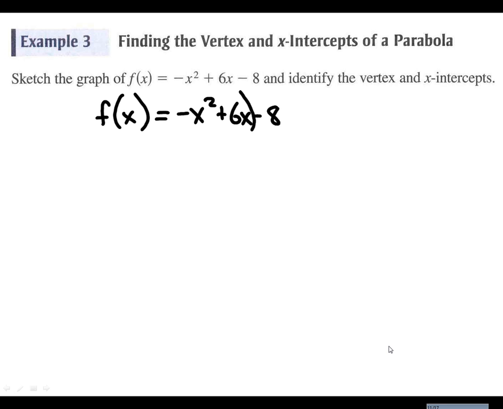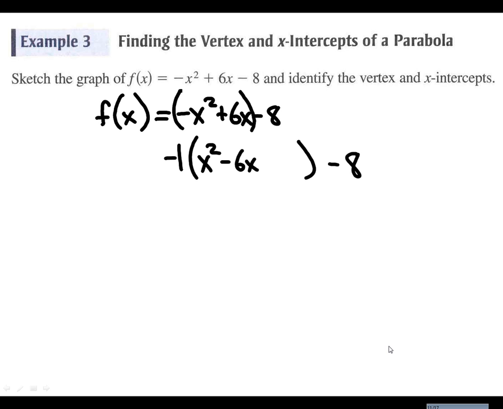I'm going to put parentheses around the x squared and the x part. I'm going to factor out the negative 1. I'll be left with x squared minus 6x. And I'm going to leave a space here for us to complete the square. Minus 8. We haven't touched the minus 8 at all.